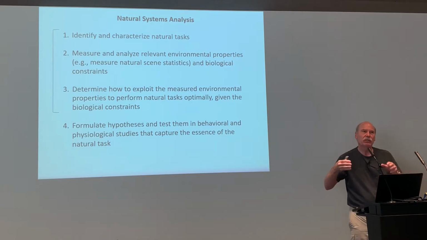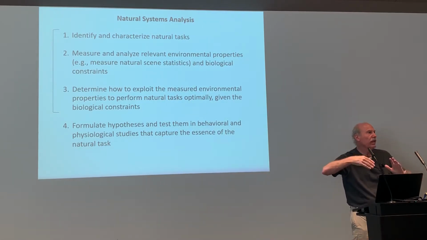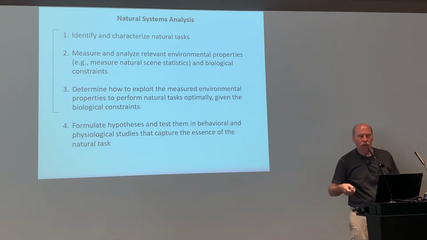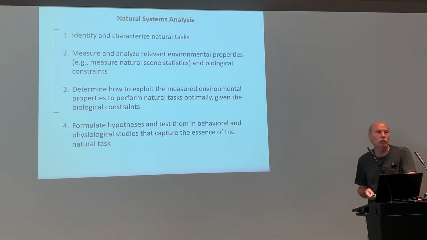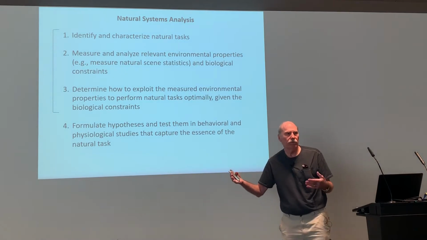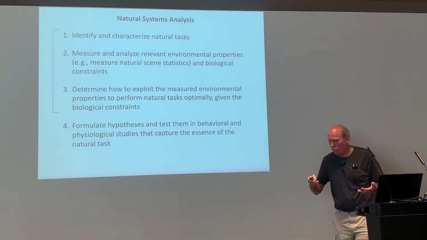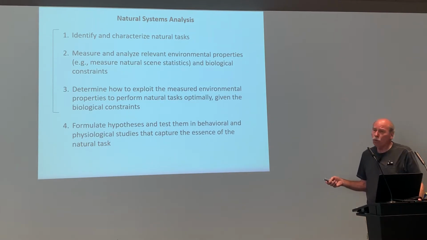Now, lots of times we start with subtasks or constrained tasks, and then slowly over time try to expand them. It's hard to determine what's optimal for many tasks. But anyway, we think of these first three steps as the macro physics of natural tasks. And it would be relevant for artificial vision systems or perception systems as well as for biological ones. And we're mostly interested in how the brain works.